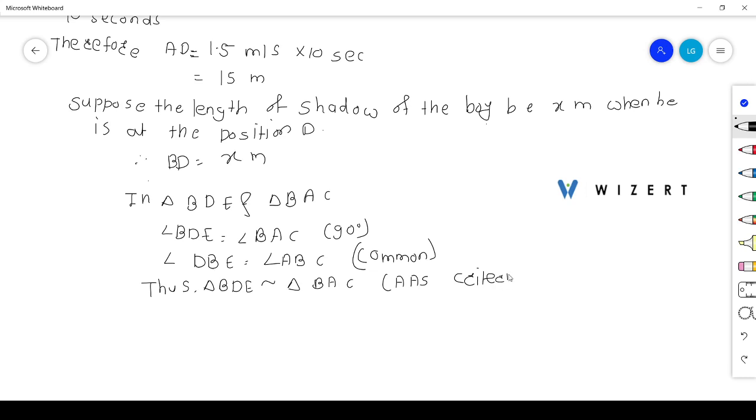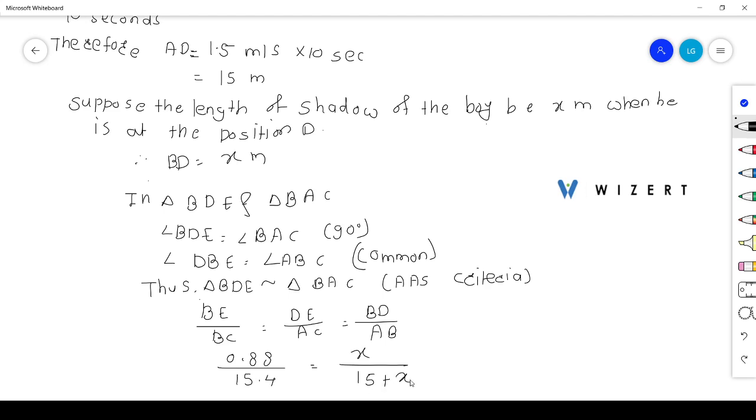Therefore, the ratio of their corresponding sides is equal. DE by AC equals to BD by AB. Corresponding sides are proportional. Thus 0.88 divided by 15.4 equals to x divided by 15 plus x.